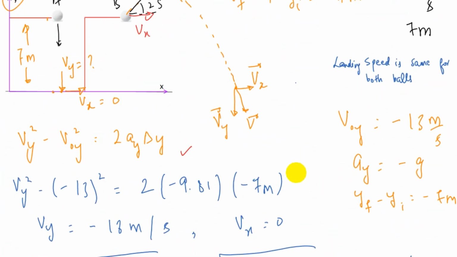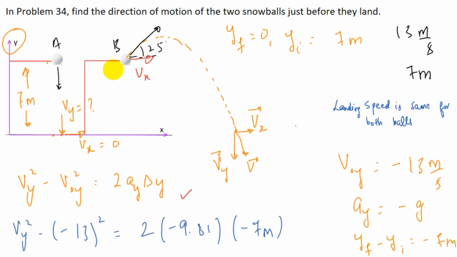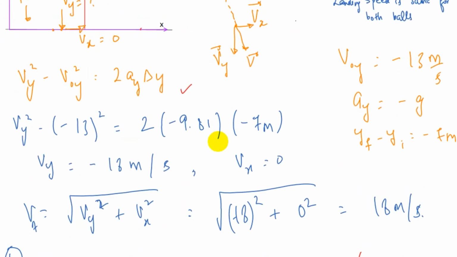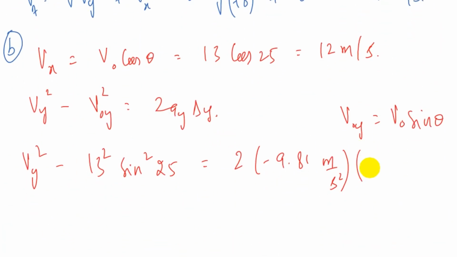Delta y. Now delta y for this ball B is also the same, because this was the initial position and this is the final position, the same for both balls. So minus 7 meter. From here the value of Vy comes out to be minus 13 meter per second.